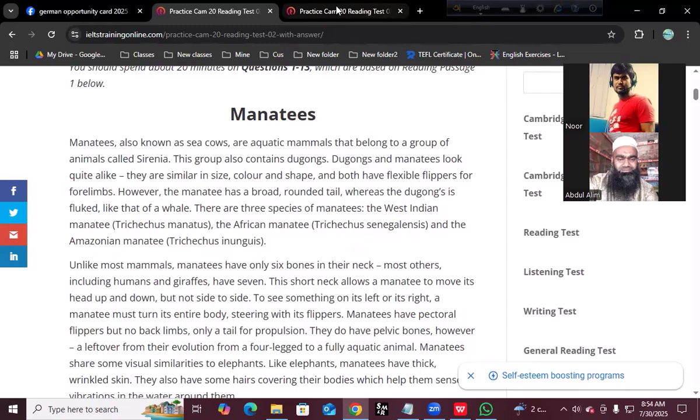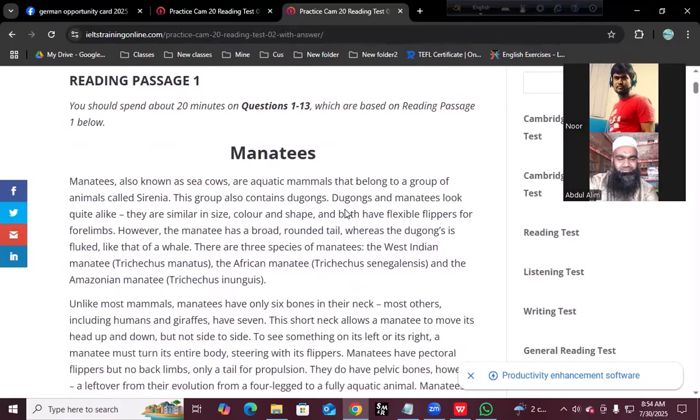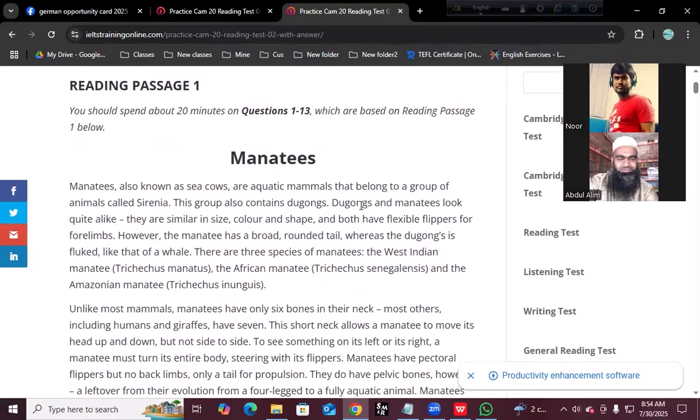Yes, you are right. First of all, we have to go through the questions and we have to mark out some keywords. Then we go to the passage, then try to find out those keywords. And if we are able to find out the keywords, then we are able to find out the answer, right? Yes. All right, so we'll do the same today.